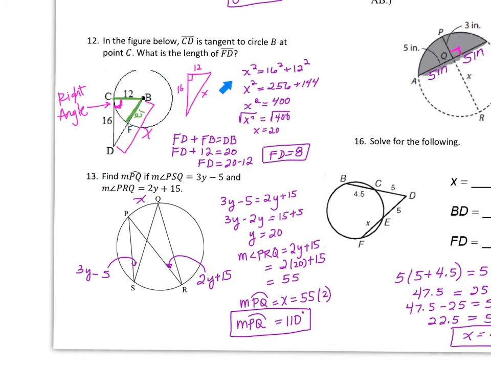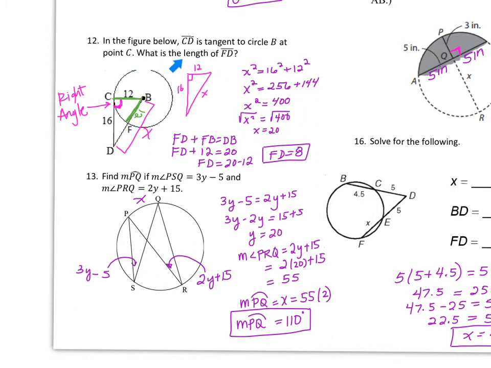So that means x squared equals 16 squared plus 12 squared. The hypotenuse always goes first. You find the hypotenuse across from the 90. X squared goes first. 256 plus 144 is 400. If I square root both sides, x is equal to 20.